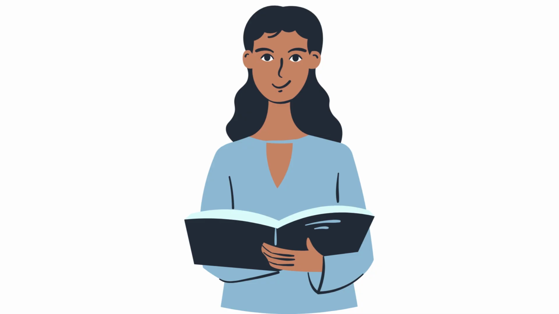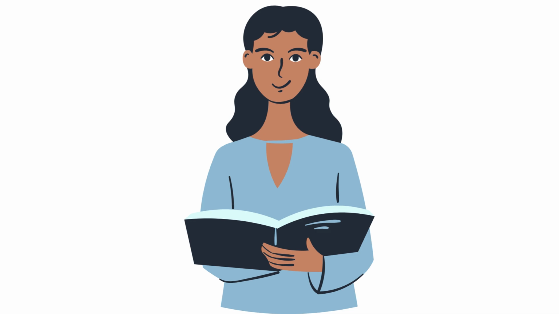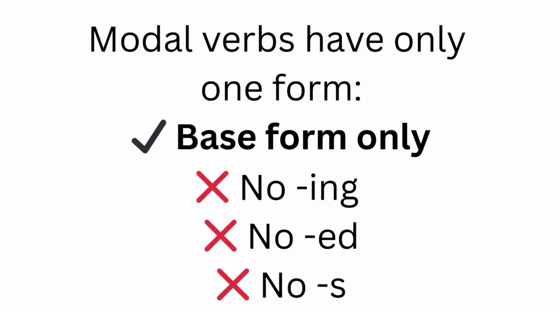In this lesson, we will learn about the different functions of the modal verbs can, could, may, might, must, shall, should, will, and would. Modal verbs have only one form, the base form. We do not add ing, ed, or s to modals.